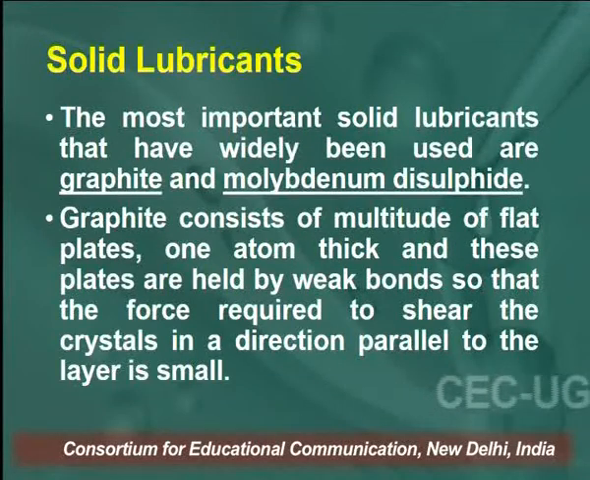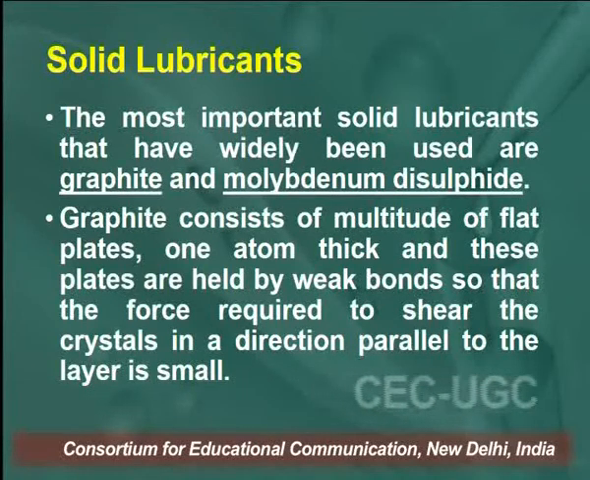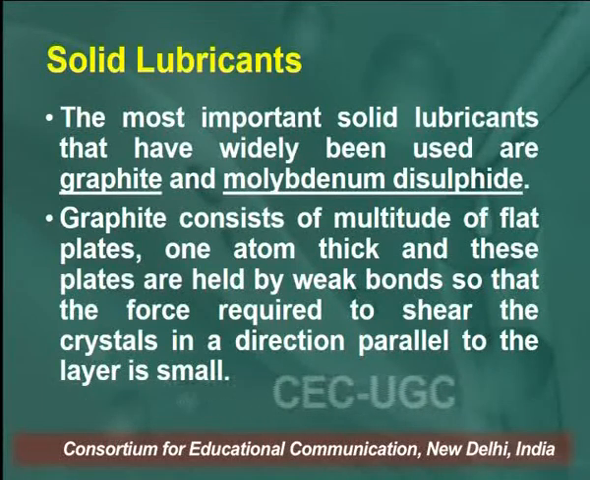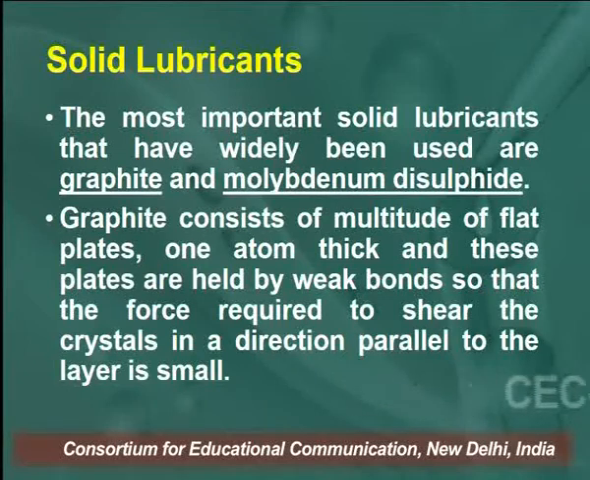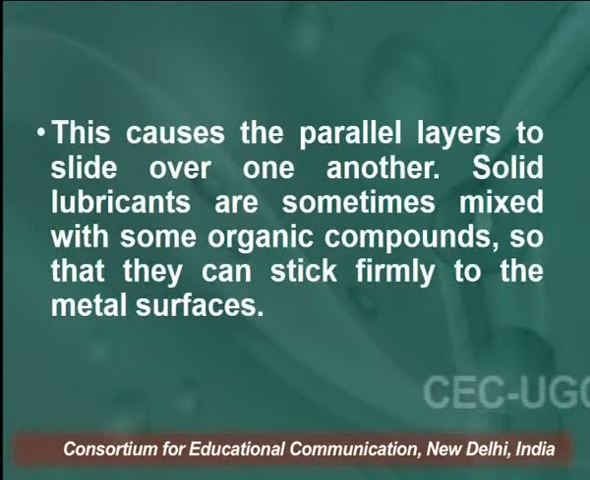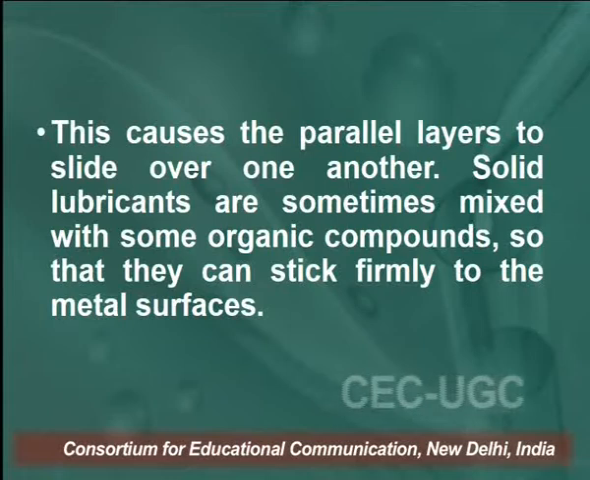Moving on to solid lubricants, the most important solid lubricants that have been widely used are graphite and molybdenum disulfide. Graphite consists of a multitude of flat plates, 1 atom thick, and these plates are held by weak bonds so that the force required to shear the crystals in a direction parallel to the layer is small. This causes the parallel layers to slide over one another. Solid lubricants are sometimes mixed with some organic compounds so that they can stick firmly to the metal surfaces.